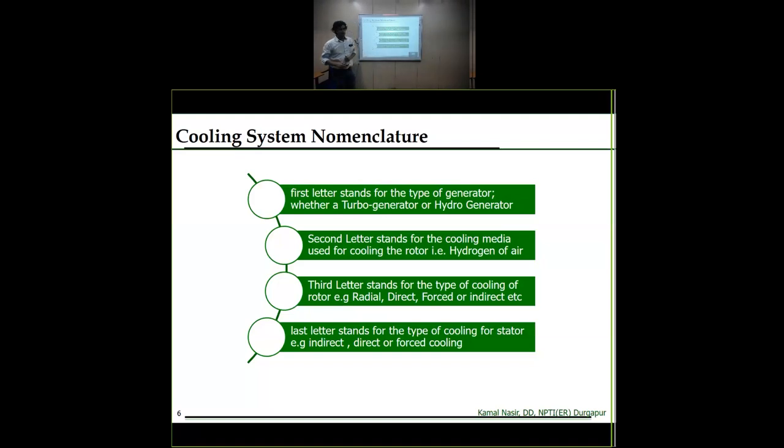And then we have the fourth alphabet that designates the type of cooling of stator. Whether the stator is directly cooled or indirectly cooled. I for indirect, D for direct, and F for cold.